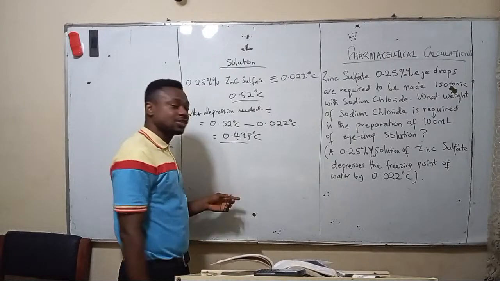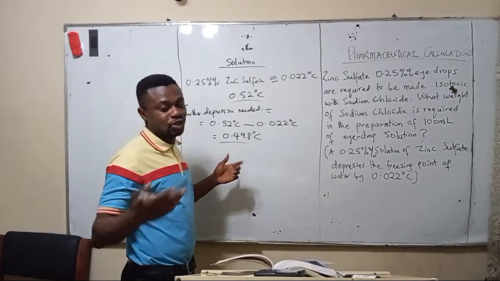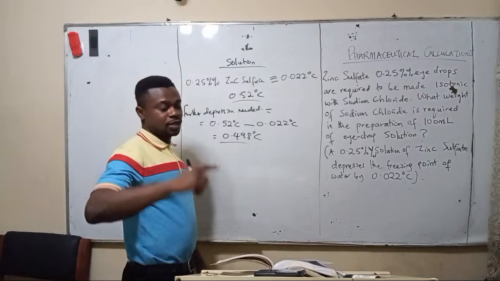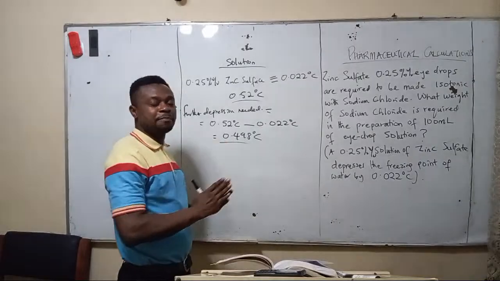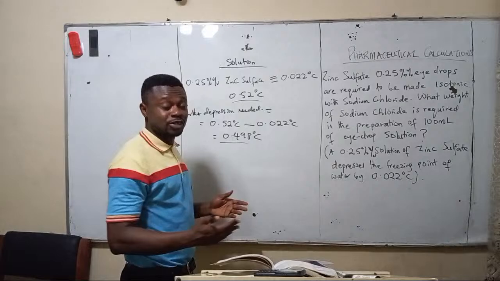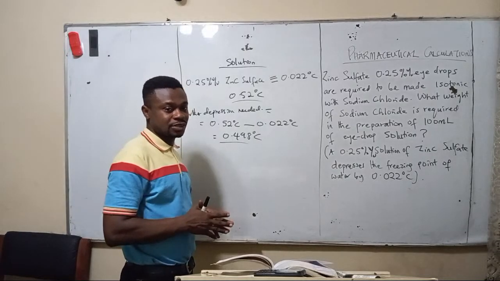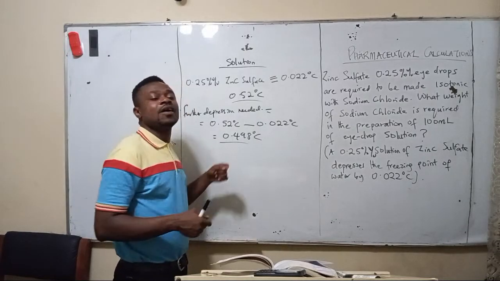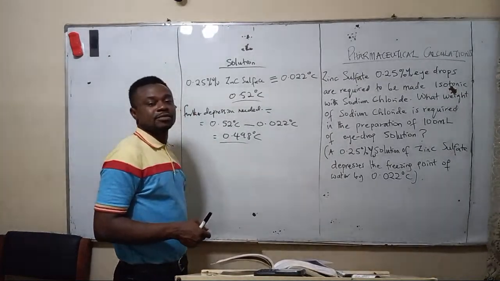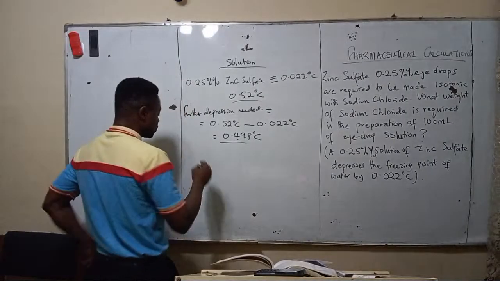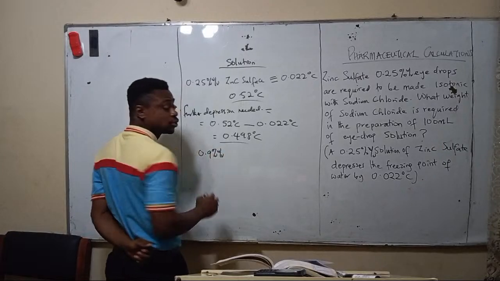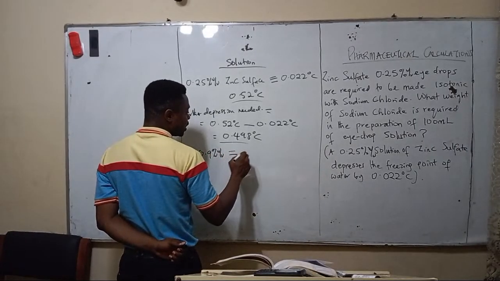And how do we now know the amount of sodium chloride we need to add to make this isotonic? We know as a standard that 0.9% weight in volume of sodium chloride causes a freezing point depression of 0.52 degrees Celsius. Now, how many percent of sodium chloride solution can cause this depression? So 0.9% weight in volume sodium chloride causes a freezing point depression of what?